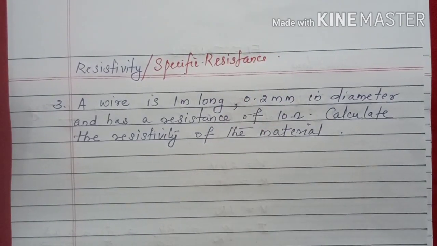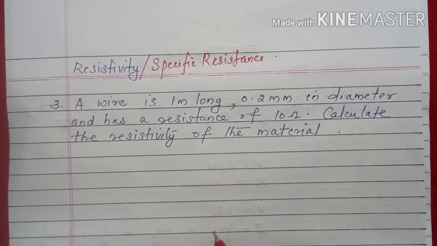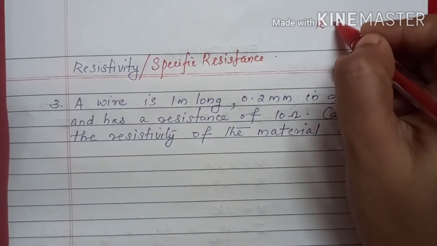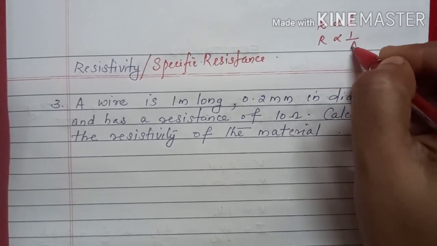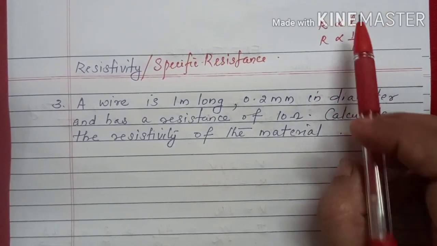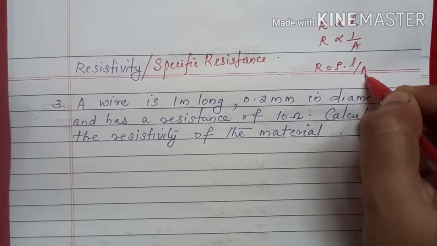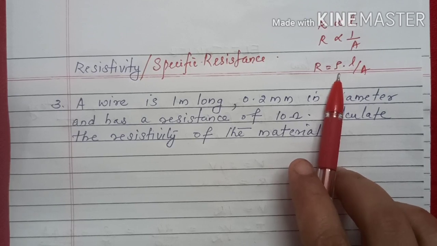Do you remember? We said that the resistance depends upon certain factors. And what are the factors? They are length and area, isn't it? So R is proportional to length and R is inversely proportional to area. By combining these equations, we got R equal to rho into L by A, isn't it? So rho is the resistivity, which has the unit ohm meter.